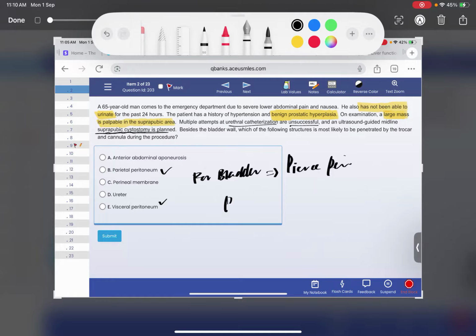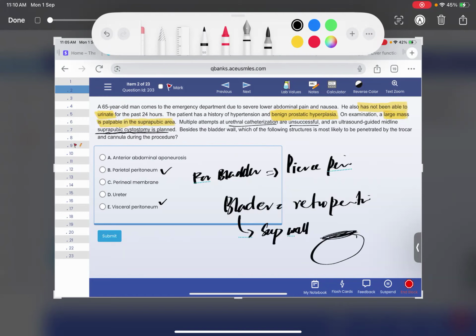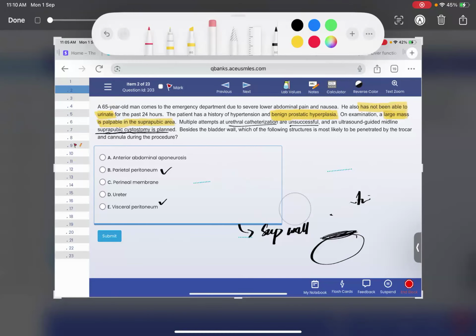because the bladder is retroperitoneal. The only part of the bladder that is covered by peritoneum is the superior wall. Like if this is the bladder, only this part is covered by peritoneum. So we are not piercing the peritoneum. Getting my point? Yes, sir. So we have excluded B and option E.